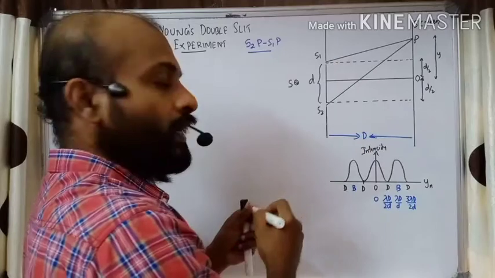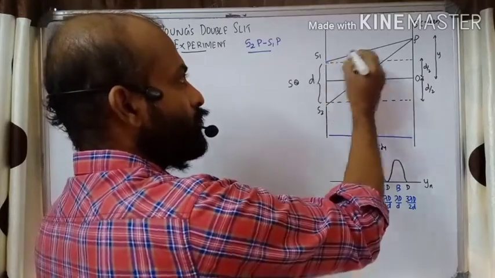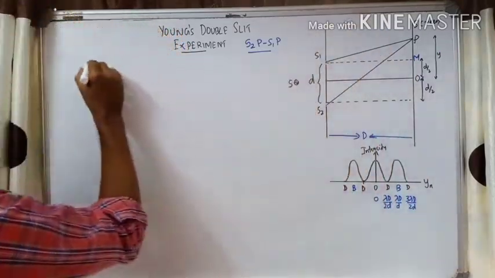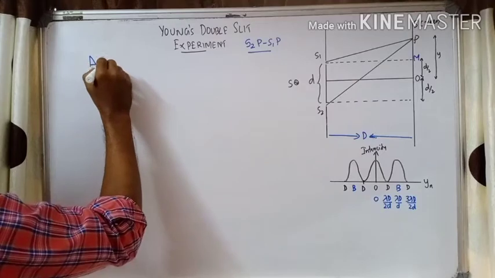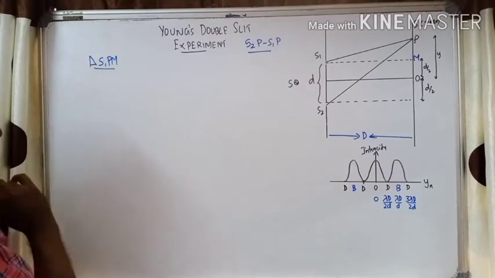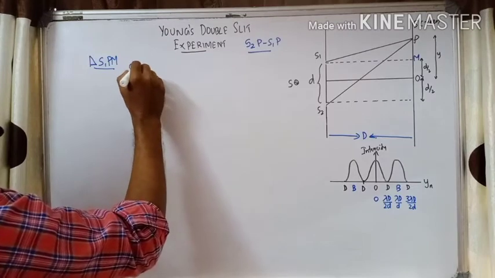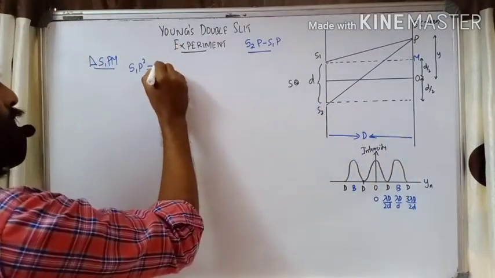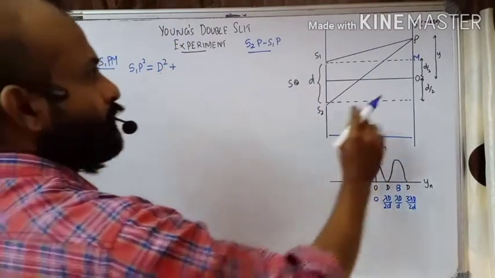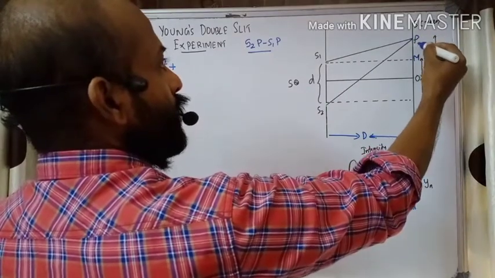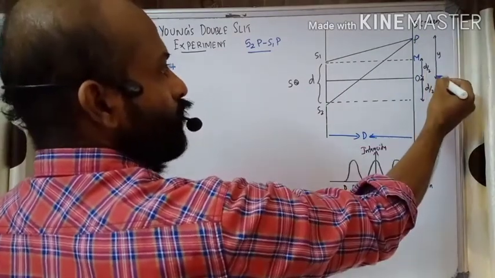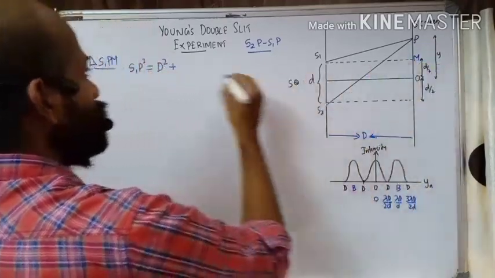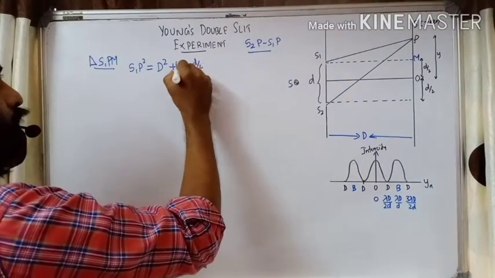So we'll consider two right angle triangles. One right angle triangle is S1PM, I just mark a point here. In the right angle triangle S1PM, what is S1P square? S1P square is equal to, this is the base, that is D, by Pythagoras theorem, D square plus, then we need this distance. And clearly in the diagram, this distance is y. This is d by 2. What is this distance PM? PM is equal to y minus d by 2. So y minus d by 2 the whole square.